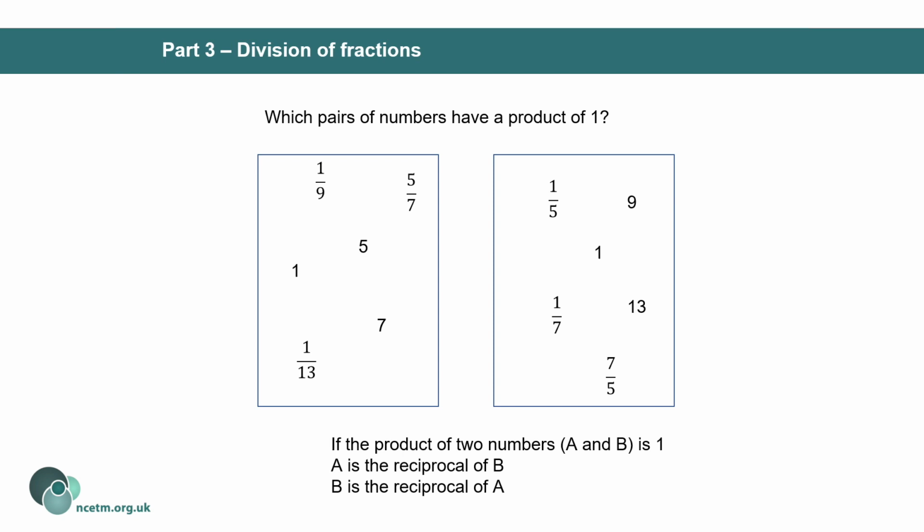Or if I multiply 7/5 by 5/7, that will also give me a value of 1, as it will give me a value of 35 over 35. So I want them to be able to pick this out and realise the relationship between these two, particularly the link between 5/7 and 7/5.